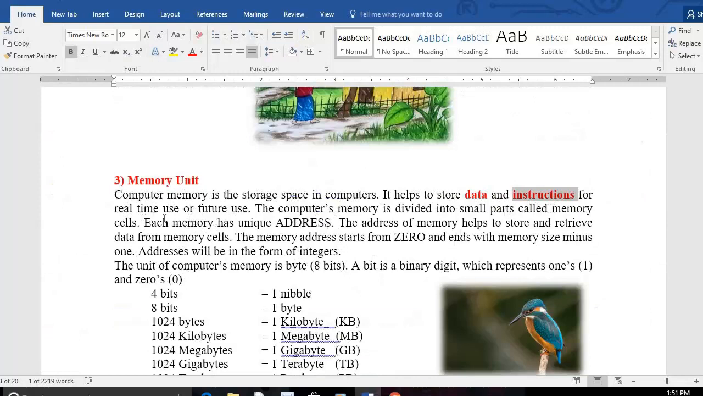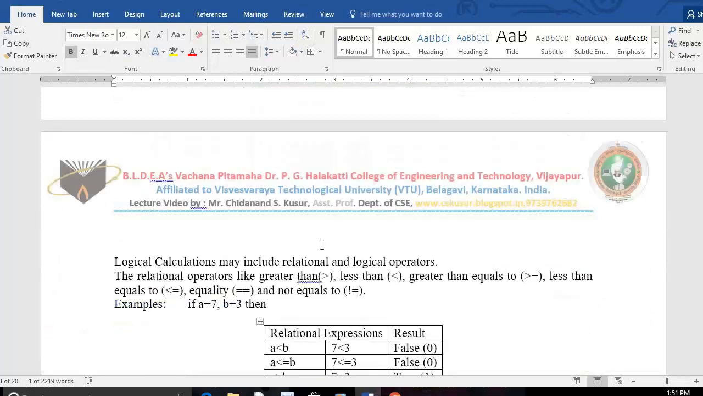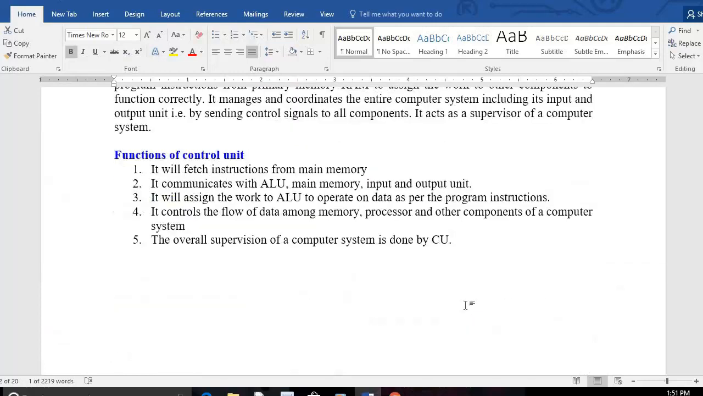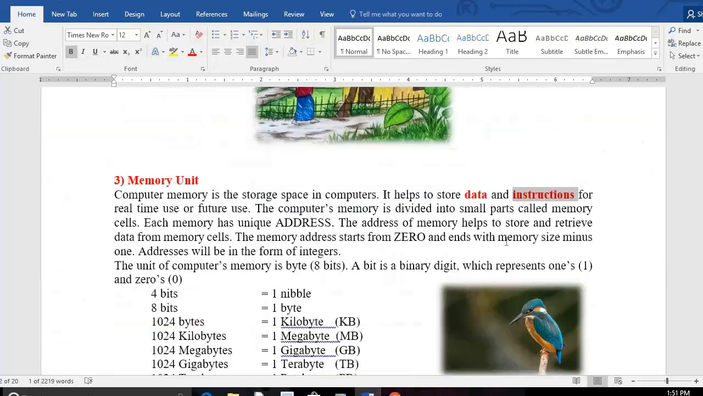The small parts are called memory cells. Each memory cell has a unique address. We use the ampersand symbol while writing a program. The address of memory helps to store and get the data from a memory cell. The memory address starts from 0 and ends with memory size minus 1. Addresses will be in the form of integers.